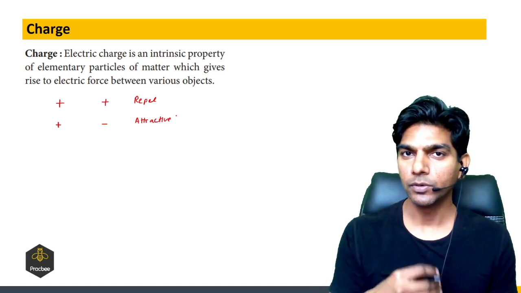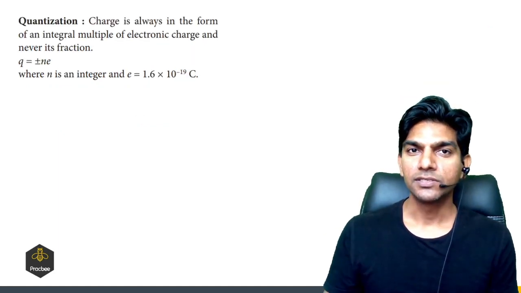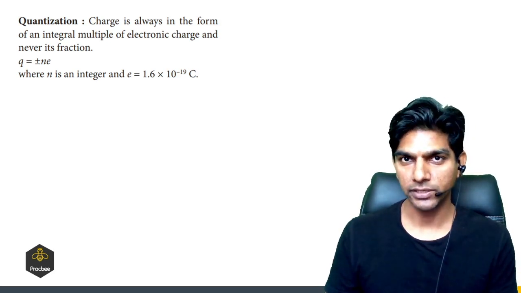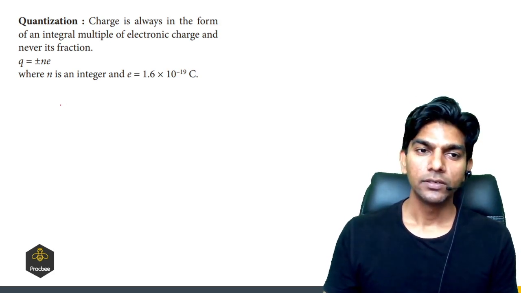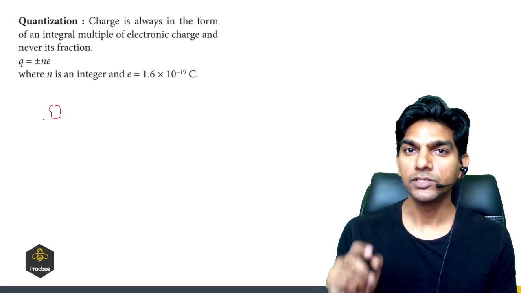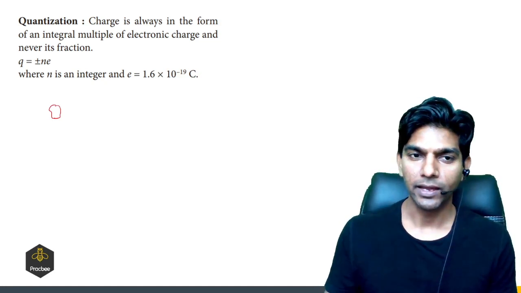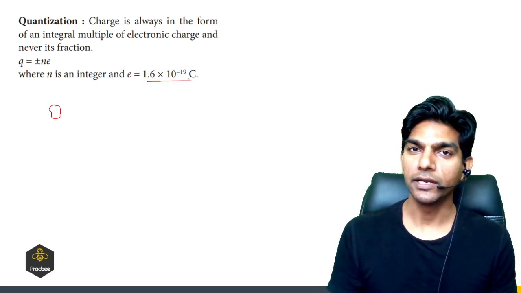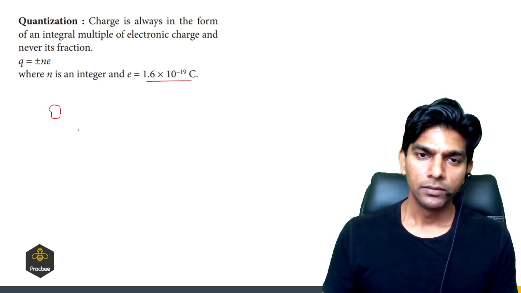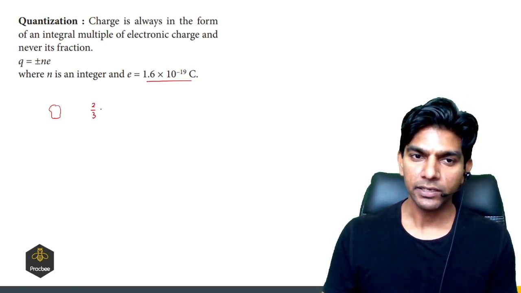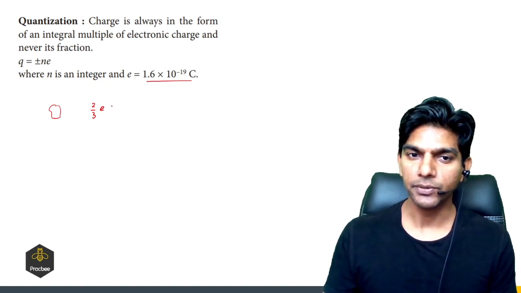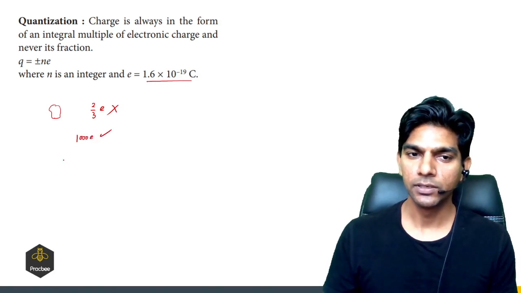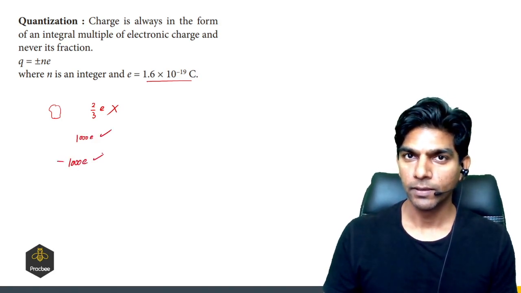Now let us see some important properties of charges. First, a very important property which has been asked multiple times in board exams is quantization of charge. So what do I mean by quantization? If there is a body, the charge on this body must be an integral multiple of the electronic charge. And what is electronic charge? The charge on one electron is minus 1.6 into 10 raised to power minus 19 coulomb, where coulomb is the unit of charge. So if I say a body is having 2 by 3 e, that charge is not possible on a body. It can't be a fraction. It must be an integral multiple of e. If I say 1000 e, that is possible. Minus 1000 e, that is also possible. So do remember this.